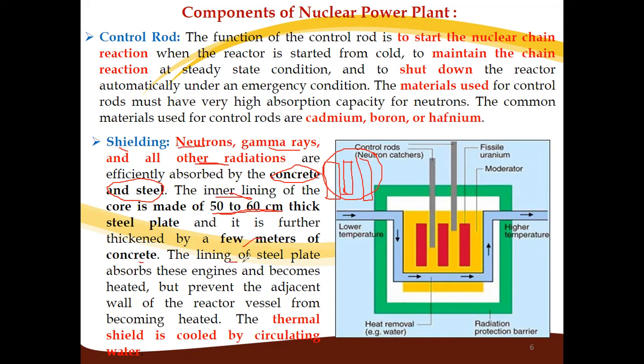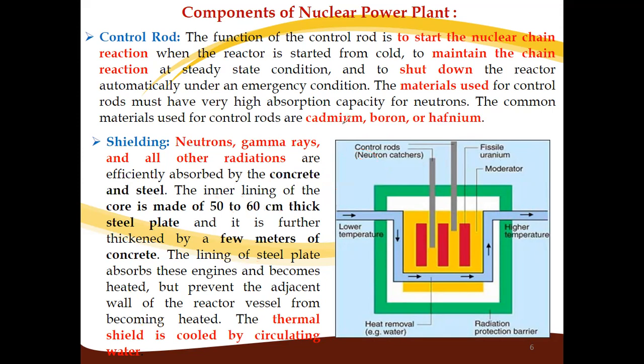The lining of steel plate absorbs the neutrons and becomes heated, but it prevents the adjacent concrete wall of the reactor vessel from becoming heated. The thermal shield is cooled by circulating water. By using circulating water, we can cool the thermal shield. So this is the fourth part of this nuclear power plant or nuclear reactor.